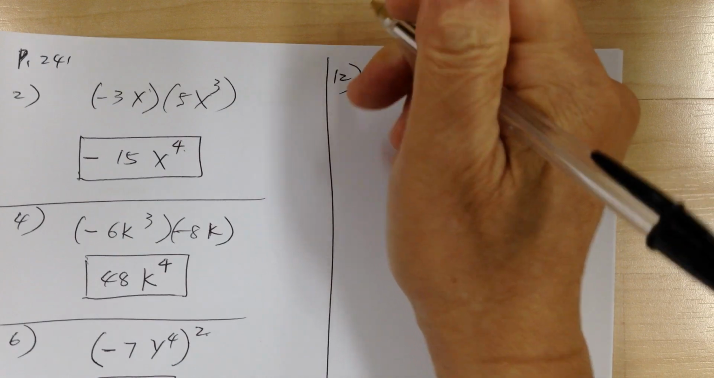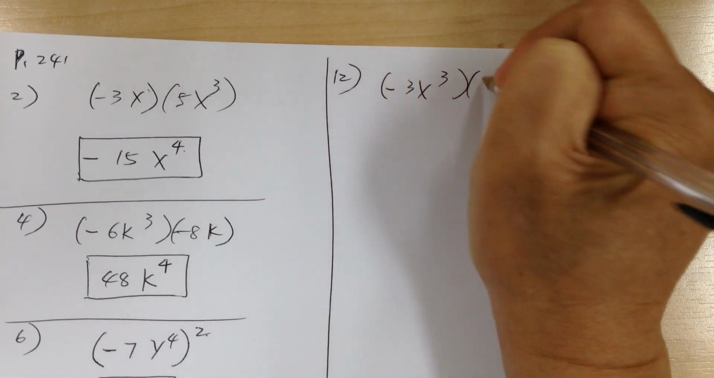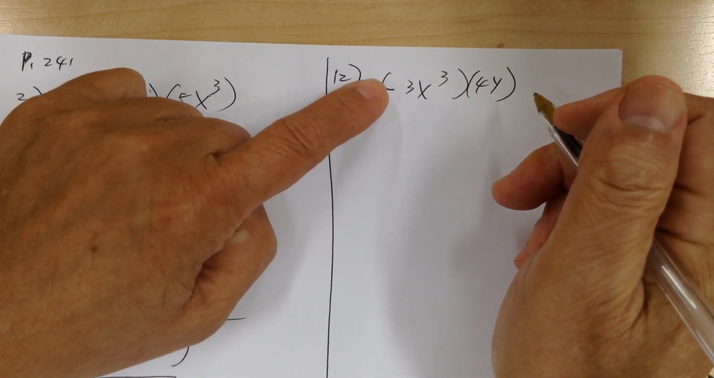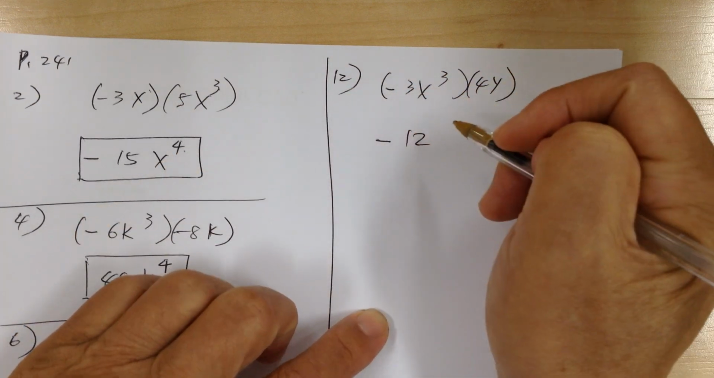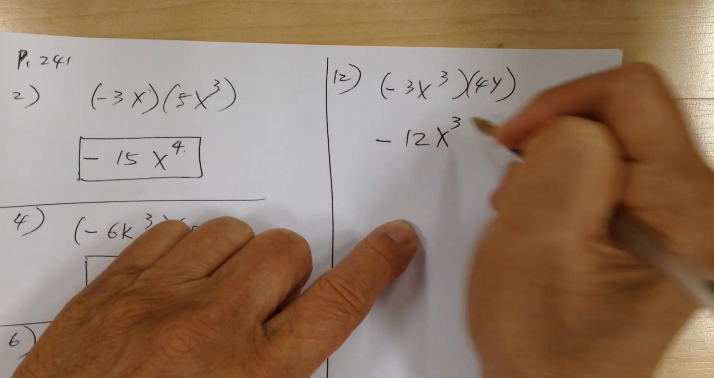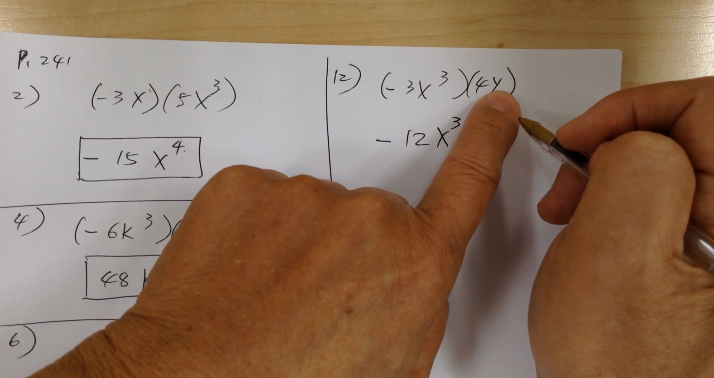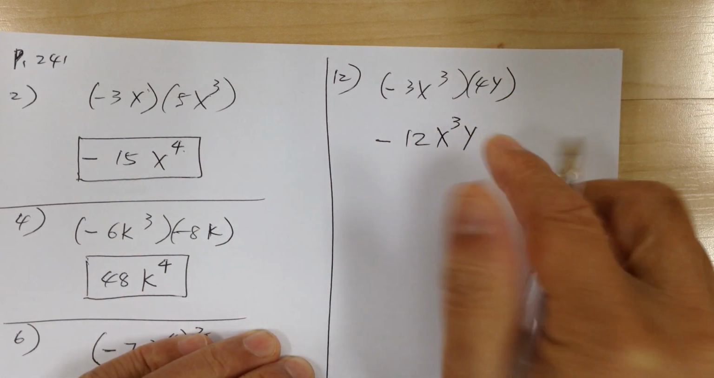Okay, number 12, you have negative 3x to the 3 times 4y. So first take out the sign, so negative times positive is negative, then you go to the number, 3 times 4 is 12, then you go to the alphabet, so that's only an x to the 3, so nothing to combine. So after you're done with x, you go to y, again, that's only a y by itself, there's nothing to combine. So you go sign, number, and then alphabet.